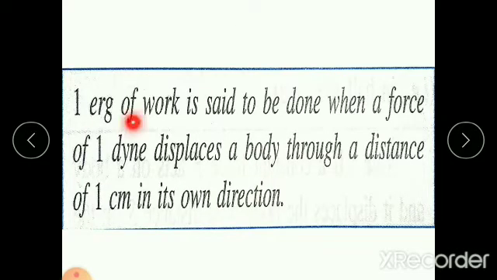Okay. Next, bigger units of work are kilojoule, kilo, you know, 1000 joules, megajoule and gigajoule, where 1 kilojoule can be written as 10 to the power 3 joules, 1 megajoule is equal to 10 to the power 6 joules and 1 gigajoule is equal to 10 to the power 9 joules. Okay, the CGS unit is erg, where 1 erg is 1 dyne into centimeter. The 1 erg of work is said to be done when a force of 1 dyne displaces a body through a distance of 1 meter in its own direction.